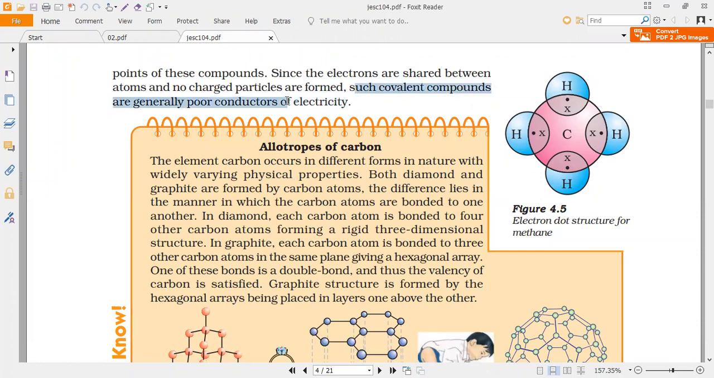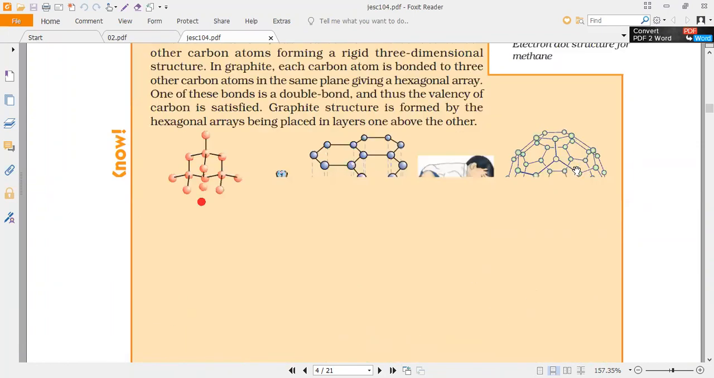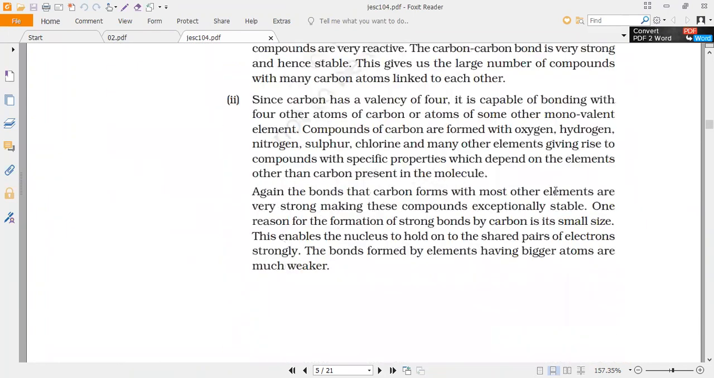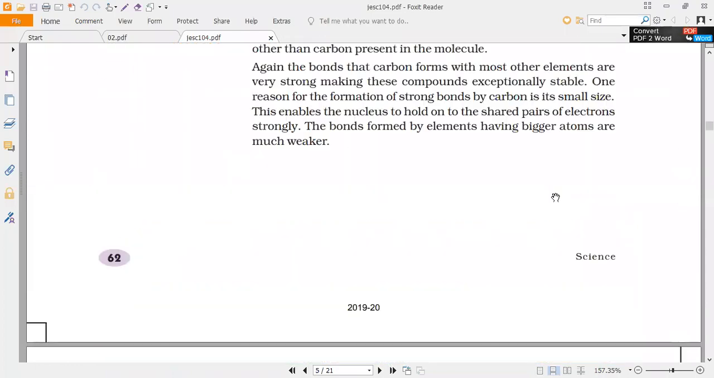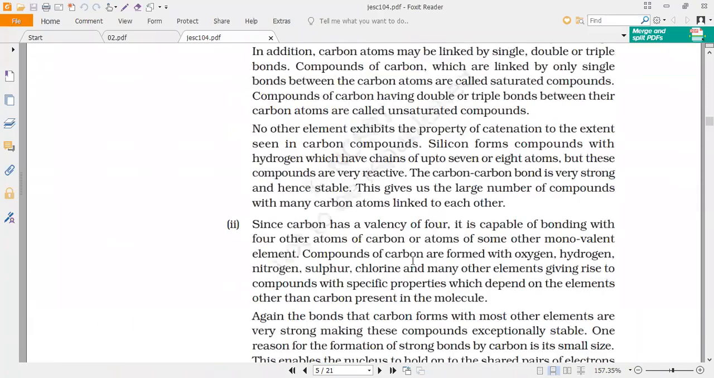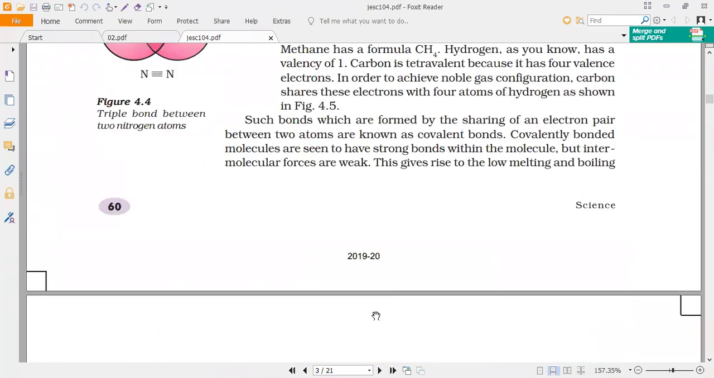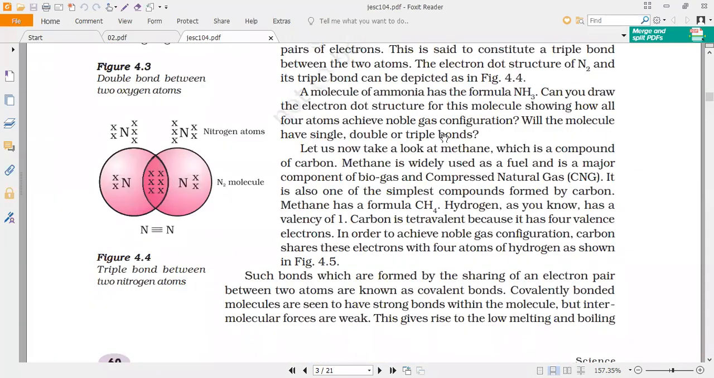So this is our last property. No charged particles are formed, which means no ions will form. That is why such covalent compounds are generally poor conductors of electricity. So till there we completed today. Electron dot structures, and after that the versatile nature, we studied in the last class. Tomorrow we will study this one and organic compounds. Whenever you are free, you have to read everything till here.